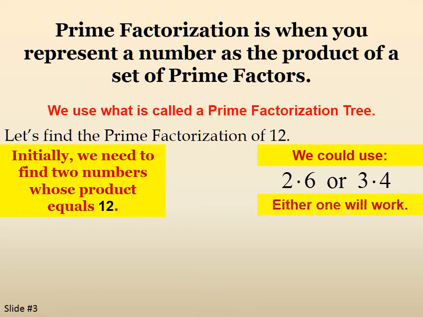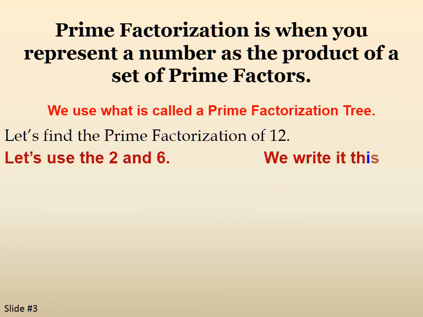Initially, we need to find two numbers whose product is 12. We could use 2 times 6 or 3 times 4. Either one will work. Let's use the 2 and 6. We write it this way: 12. We break off 2 little lines on the bottom, and write 2 and 6.